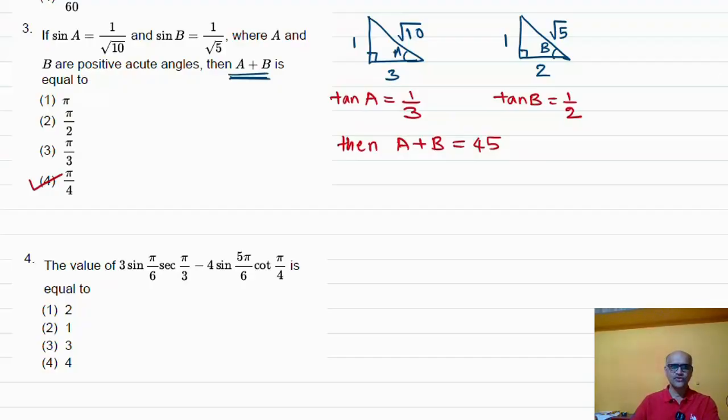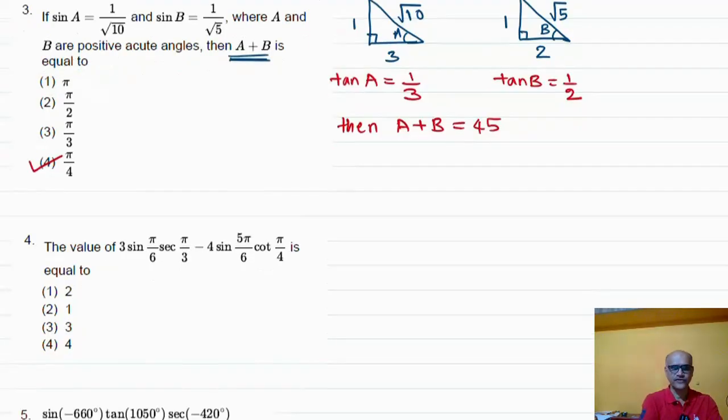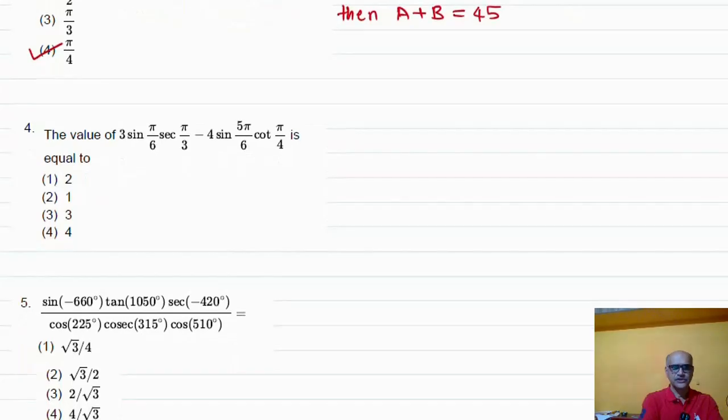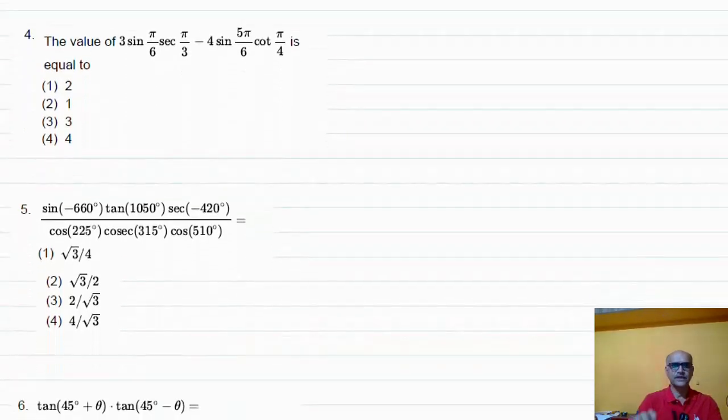So next, the fourth one, you are required to find the value of the given expression. So fill in all the angle values and you will have the answer. So 3 sin pi by 6: pi by 6 means 30, sin 30 is 1 by 2, into pi by 3 is 60, secant 60. Secant 60 means reciprocal of cos 60, that is 2, minus 4.